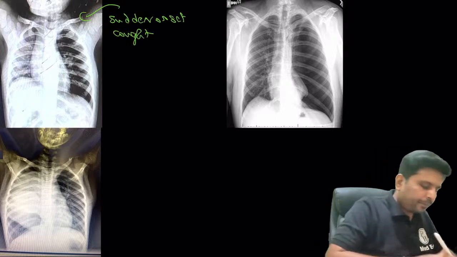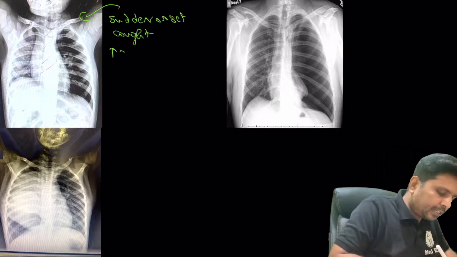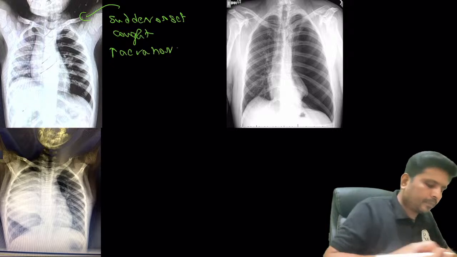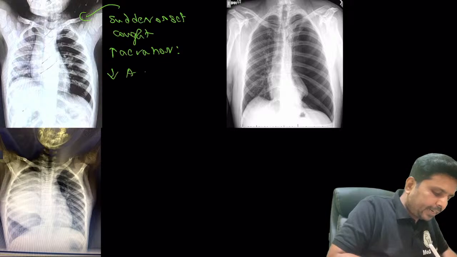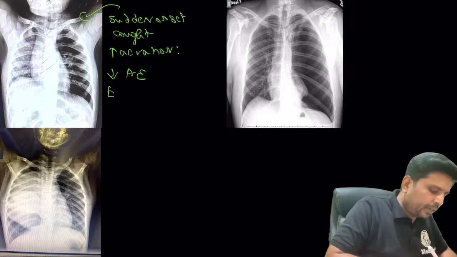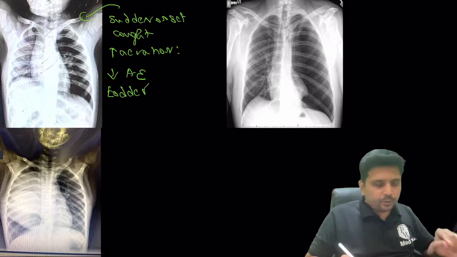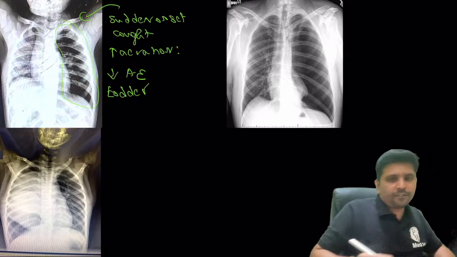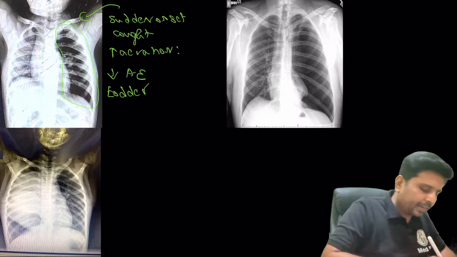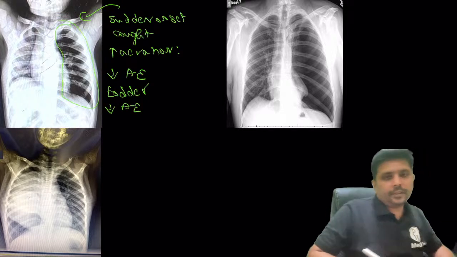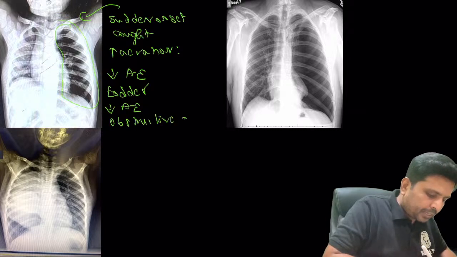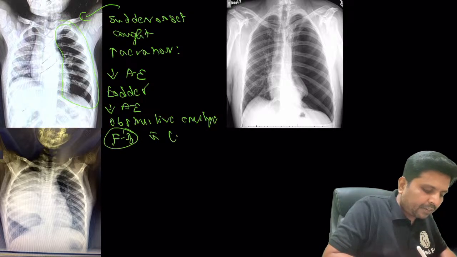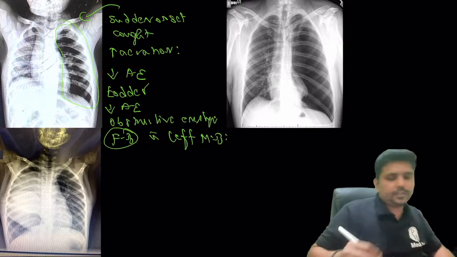Sudden onset cough. Look at this. There is increased aeration on the left side, along with reduced air entry. And the child is a toddler. What is this? Whenever you see one lung is hyperinflated but with reduced air entry, this is called obstructive emphysema, suggestive of foreign body aspiration in the left main bronchus.